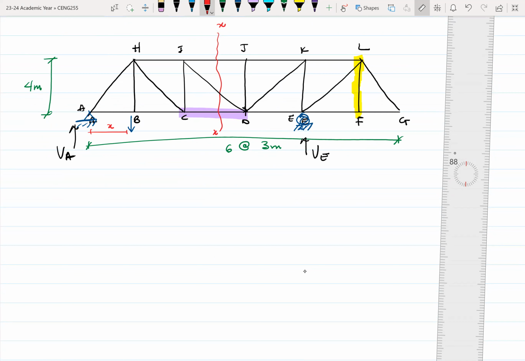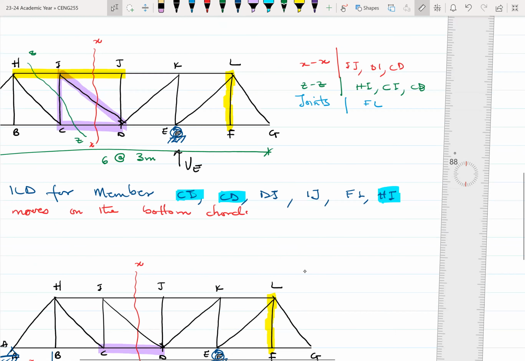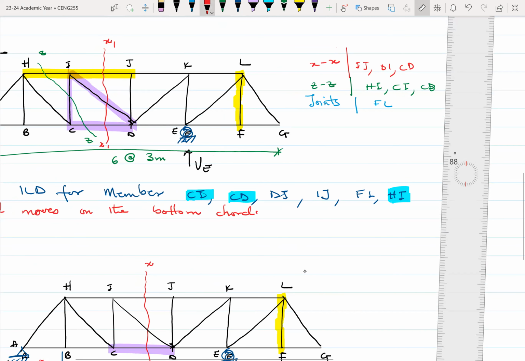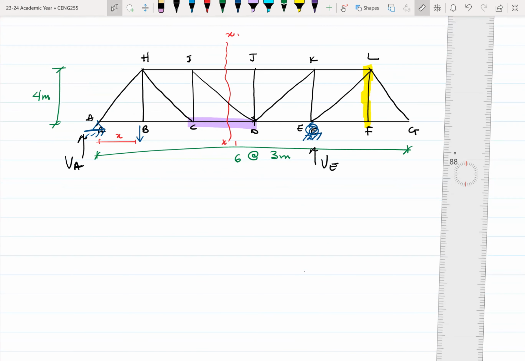We cut a section XX. That'll be a bit confusing, so let me call this one section X1, so that at least it doesn't create the impression that we are using the same X. It's just separation. So we would know that VA plus VE will be 1 kilonewton, because our unit load is 1 kilonewton.